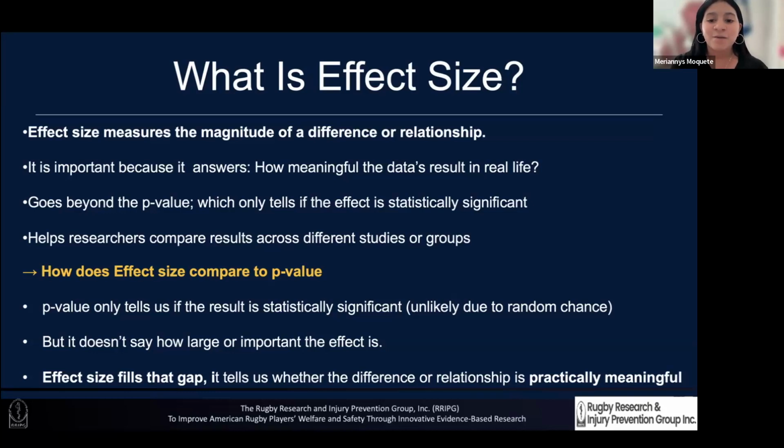It tells us the difference or relationship in our data and what really matters in real-world data. This is especially useful when comparing results across multiple studies or groups. Even in results that show statistical significance, the effect size may differ, and that tells us more than the p-value.